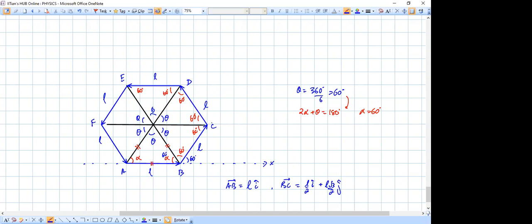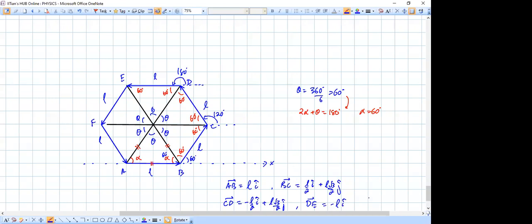Now similarly, when you see the vector CD, you'll realize that this angle will become 120. So it's at an angle of 120 with respect to the x-axis. So CD will become minus L by 2 I cap plus L root 3 by 2 J cap. And similarly, the vector DE, now you can see that this total angle is 180 degrees. It's along the negative x-axis. So DE is minus L I cap.